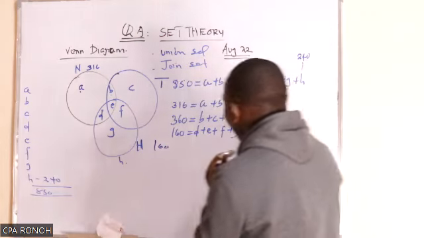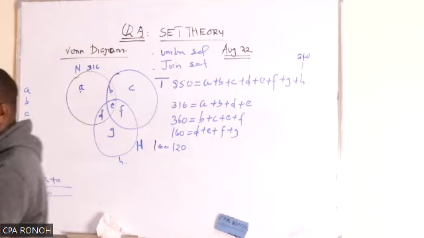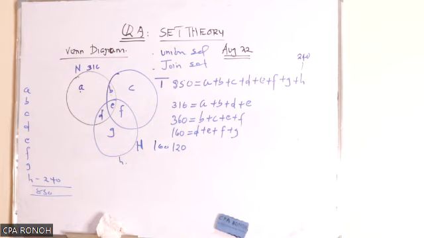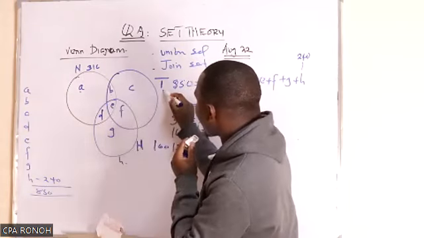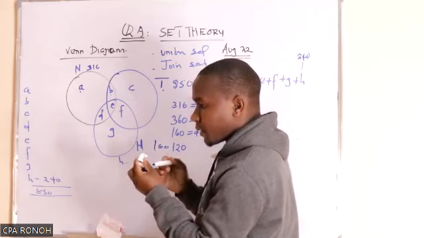Then they have noted that there is a 120. 120 is for Nissan and Toyota. So if it is 120 for Nissan and Toyota, it is for Nissan and Toyota.